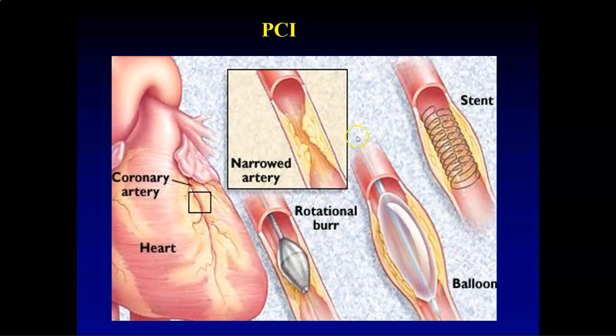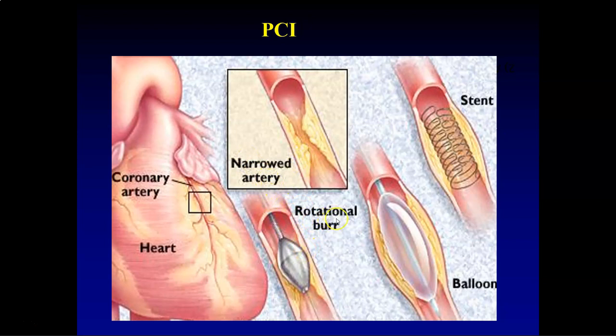This is one of my favorite slides in this whole entire presentation. Coronary artery, blocked. Okay, we've done our angiography. We even know where the block is. Okay, narrowed artery. This is not a complete occlusion. This is obviously only a partial. Either way, sclerotic buildup on both sides. Okay, so we're going to move in.